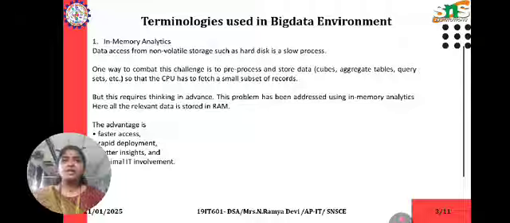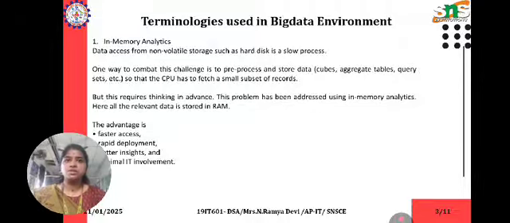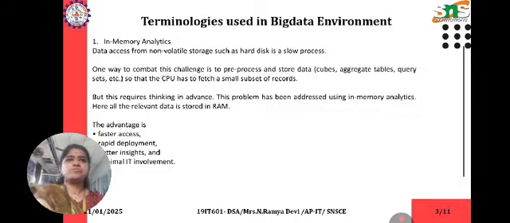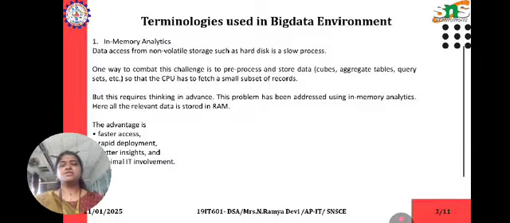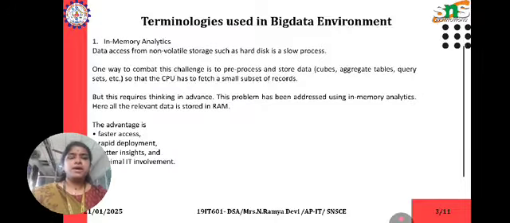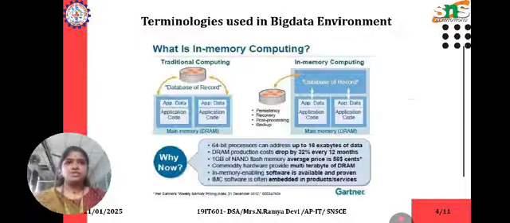In in-memory analytics, the data access from non-volatile storage such as hard disk is a slow process. One way to combat this challenge is to pre-process and store the data in form of cubes, aggregate tables, query sets, etc. so that the CPU has to fetch a small set of records, but this requires thinking in advance. This problem has been addressed using in-memory analytics. Here all the relevant data is stored in RAM. The advantages are faster access, rapid deployment, better insights, and reduced IT involvement.